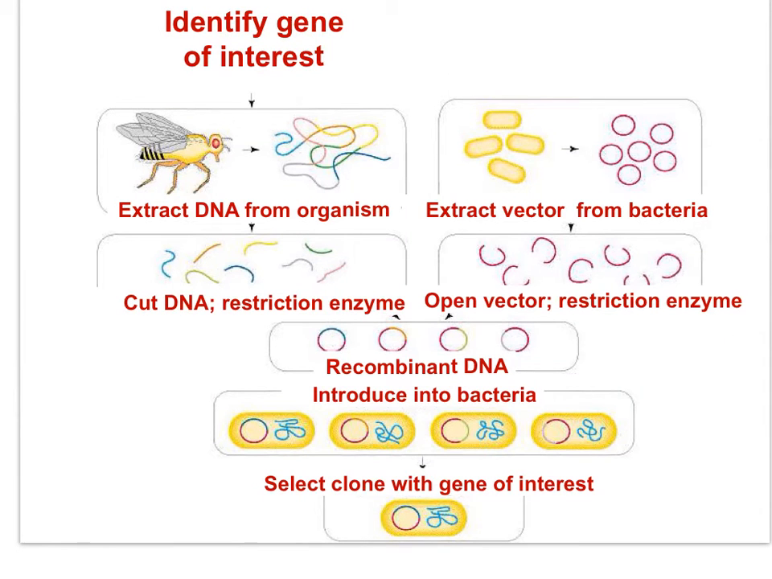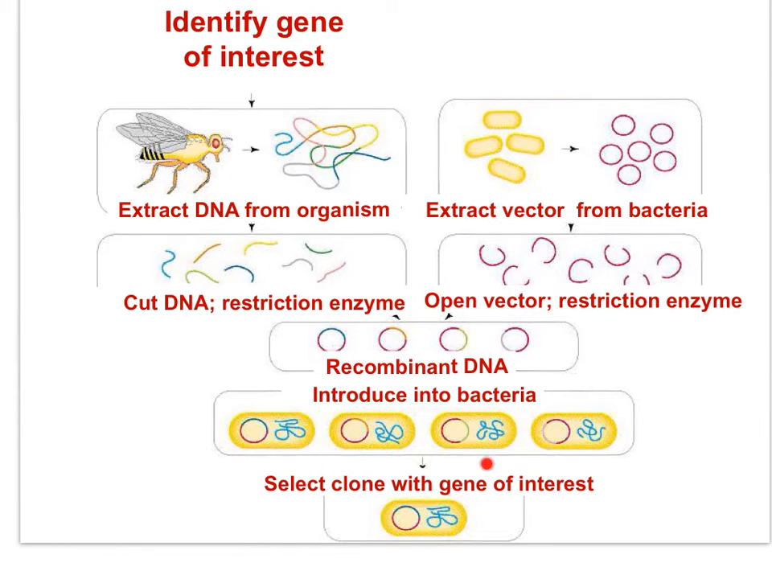So here's an image showing the same process that I've previously described, except we're using a fruit fly. We extract the DNA from the fruit fly. We extract the vector, the plasmid, from bacteria. We cut the DNA from the fruit fly using a restriction enzyme and the same enzyme to open up the plasmid, the vector. We create the recombinant DNA. We introduce the recombinant plasmid into bacteria. We allow them to proliferate, and we select the clone that has the gene of interest.